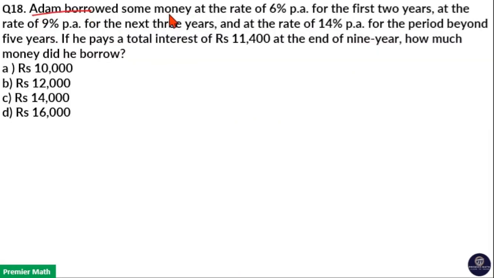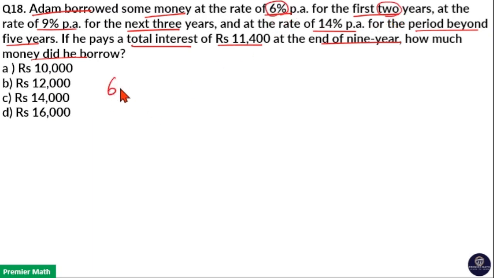Adam borrowed some money at the rate of 6% per annum for the first 2 years, at the rate of 9% per annum for the next 3 years, and at the rate of 14% per annum for the period beyond 5 years. If he pays a total interest of rupees 11,400 at the end of 9 years, how much did he borrow? Here we have to find the principal.